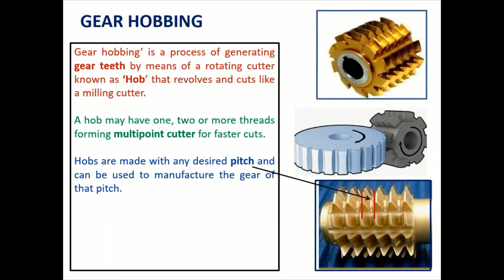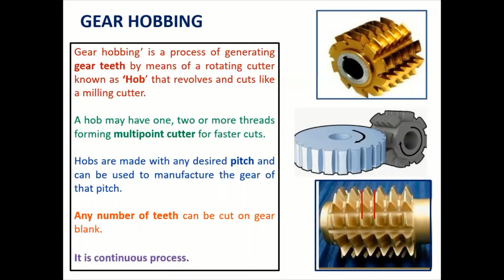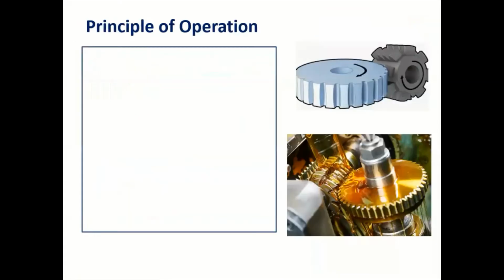If you want the same pitch on the gear blank, you have to use the same type of gear hob, having the same pitch as that of the workpiece which is required. Any number of teeth can be cut on the gear blank. It is a continuous process, as there is no break in between the tooth generation. That's why it is called a continuous process.